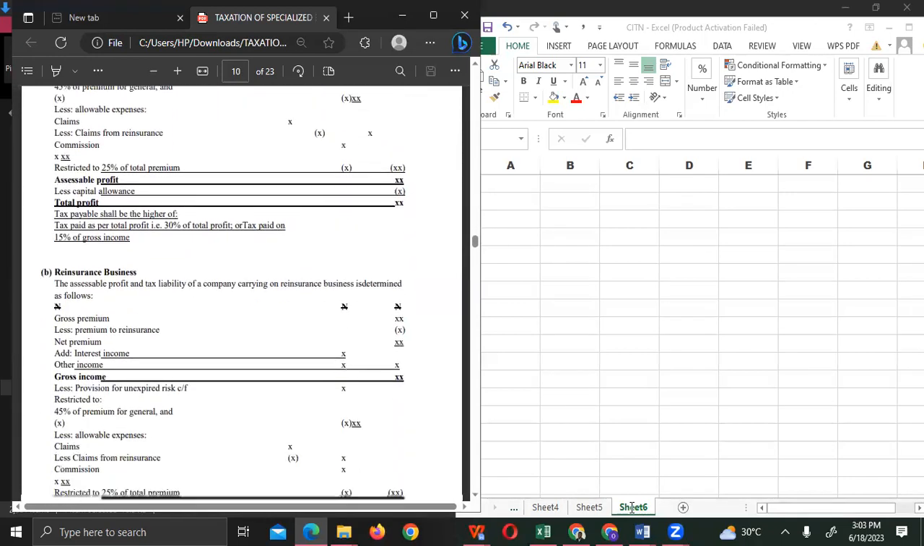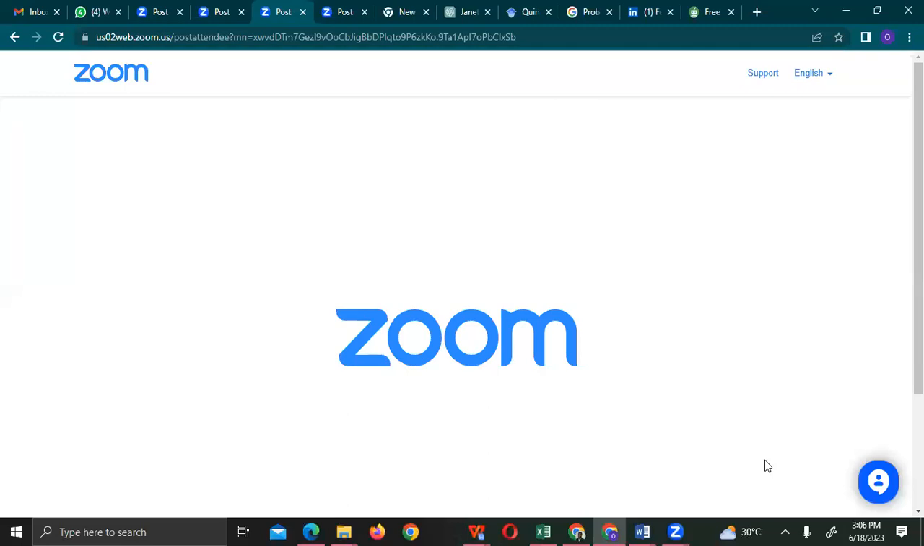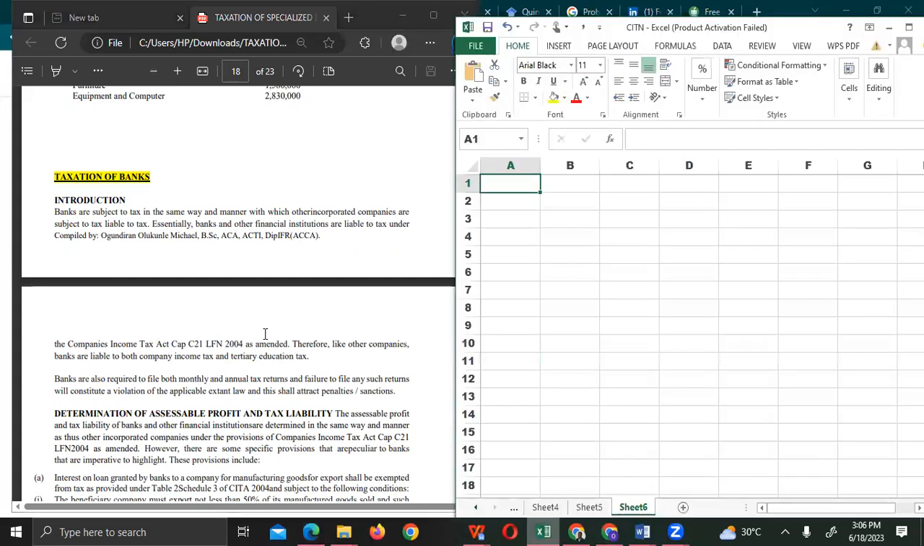So, like we have it, bank, are you with me, please? Yes, we are. So, bank is not too different from other. Okay, sorry for that. So let's move straight to taxation of banks.